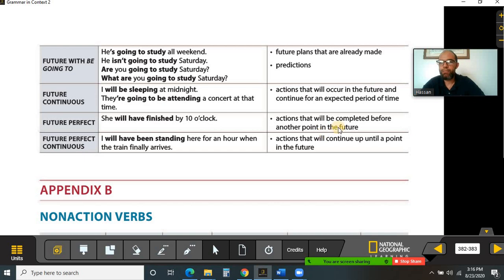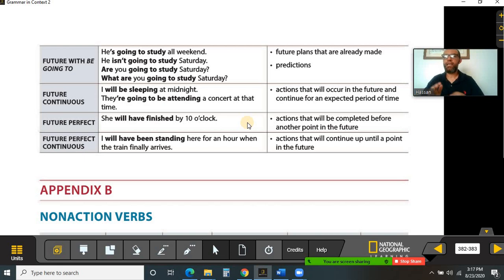Now, let's talk about the usage. We are almost there. Actions that will be completed before another point in the future. The future perfect talks about an action that will be completed at a specific time in the future or before a certain point in the future. 10 o'clock is the specific point or time in the future, and this action will be completed by this time. So she will have finished by 10 o'clock.